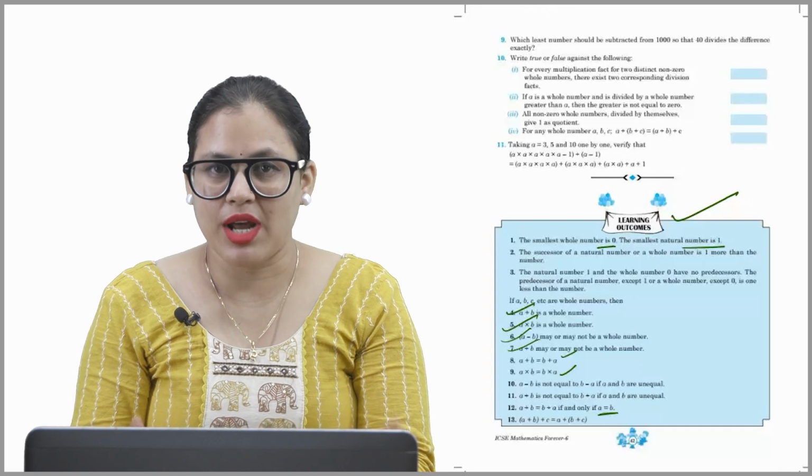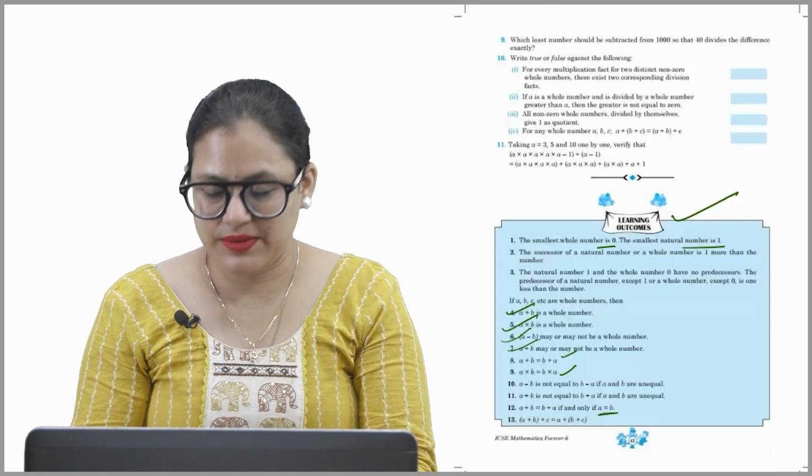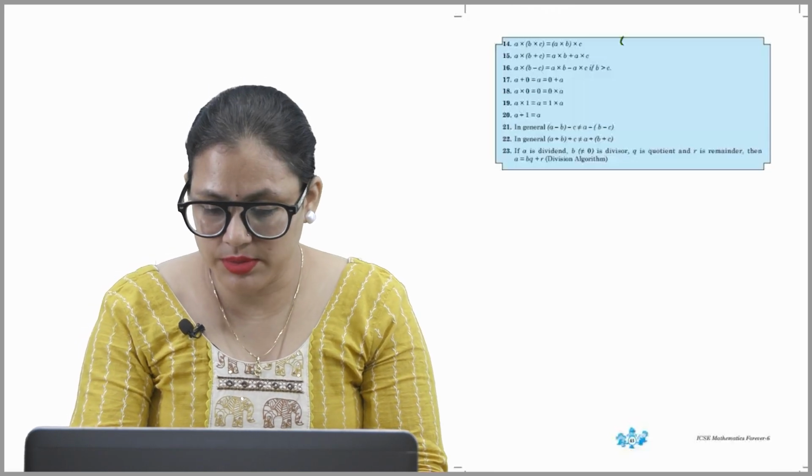(a plus b) in bracket plus c is equal to a plus (b plus c). 14. a into (b into c) is equal to (a into b) into c. Then 15. Okay. So we all learned about all these properties and we verified them also. 21. In general, (a minus b) minus c is not equal to a minus (b minus c). 22. In general, (a divided by b) divided by c is not equal to a divided by (b divided by c).